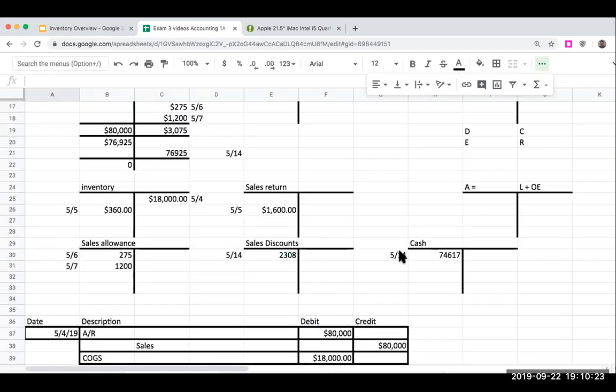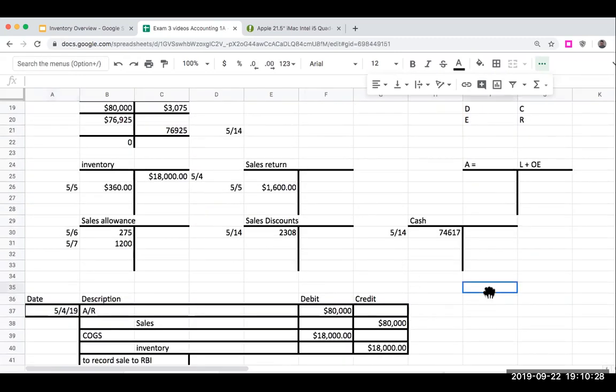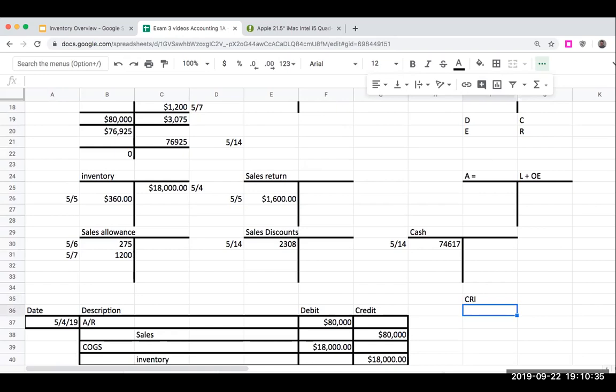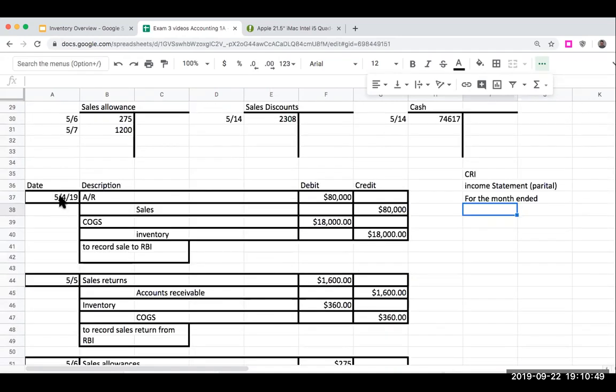Okay. The last thing I want to do here, even though it's not really requiring me to do so, is look at what the multi-step income statement looks like for just this one transaction. So if I had a partial income statement for the month ended, May 31st, 2020.